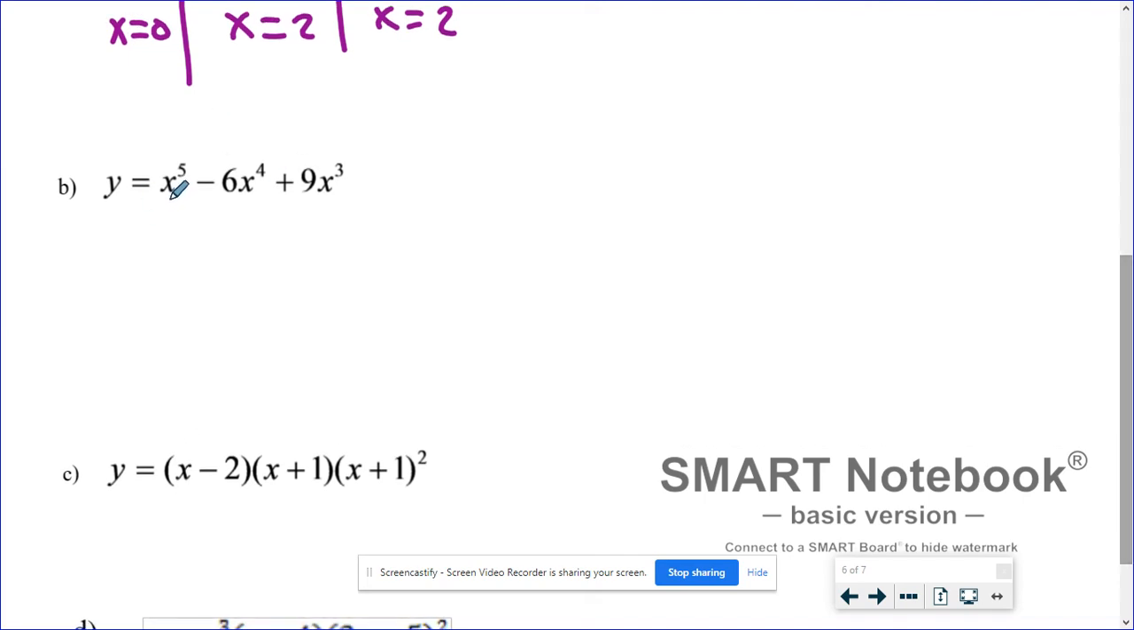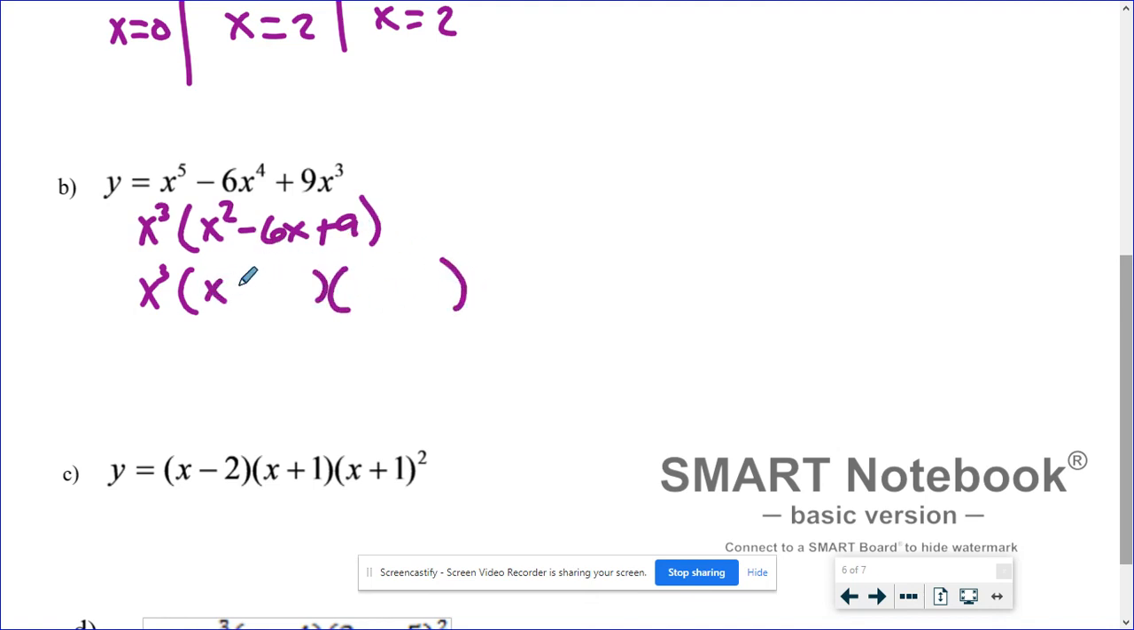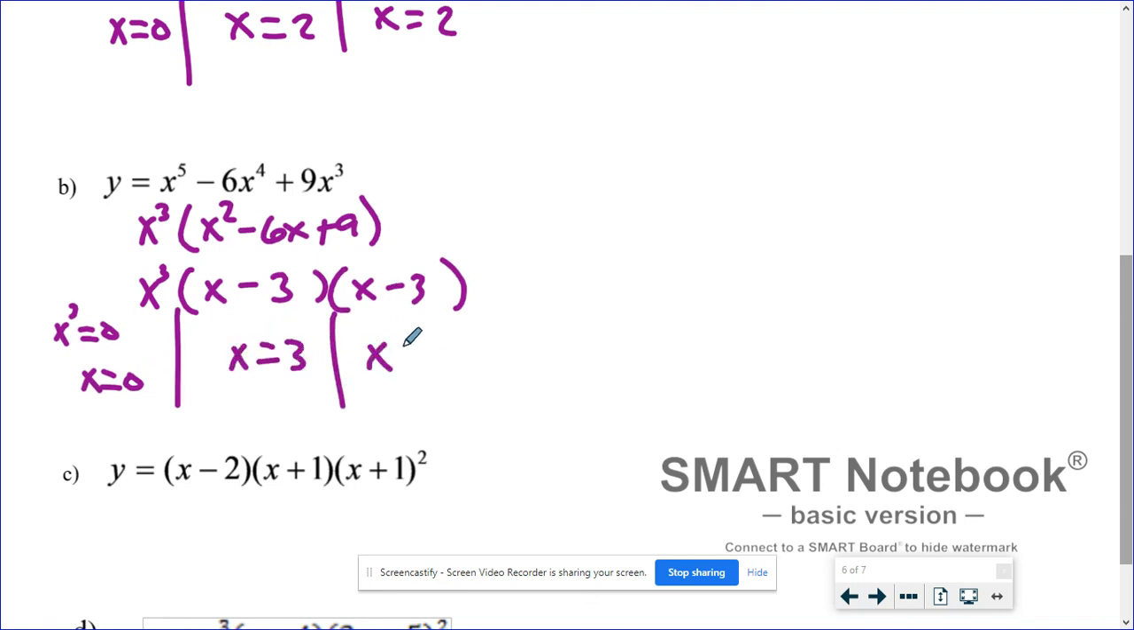So for this one, GCF is x cubed. You end up with x squared minus 6x plus 9. When you factor here, you're looking for what multiplies to 9 and adds a negative 6. So it's x minus 3 and x minus 3. So when x cubed is equal to, if you set x cubed equal to 0, and you take a cube root of both sides, you get x equals 0. So it's just 0. And then here you get x equals 3, and here you also get x equals 3.